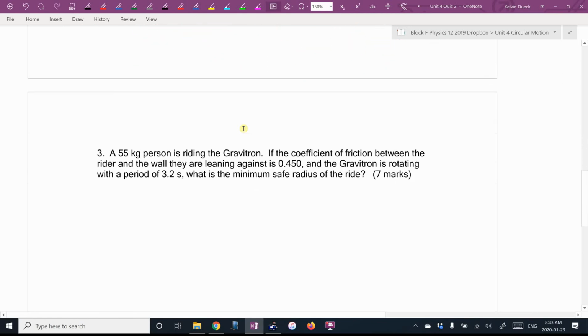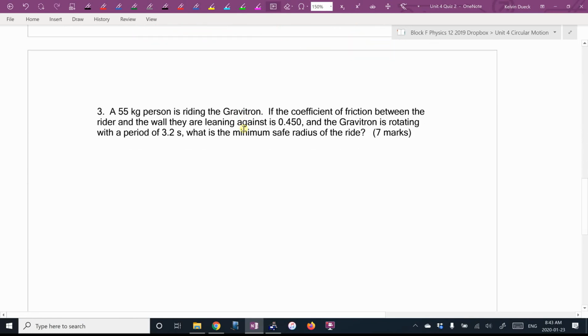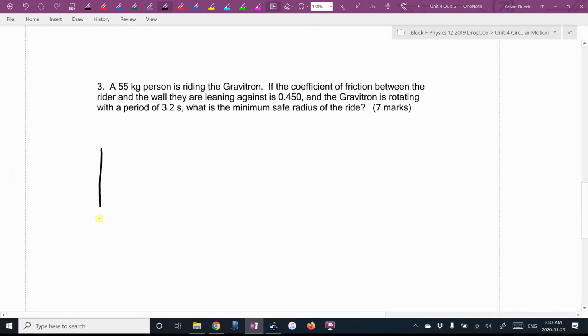Ooh, the gravitron. Okay. I think I'm going to do a sketch here. They want the minimum safe radius. I noticed they gave me the period, so I'm going to use the 4 pi squared r over t squared. This is definitely a job for a free body diagram. I'm just going to draw kind of, there's the wall, and we have the person leaning against the wall. I'm just going to represent them with a dot. There they are. What are the forces acting on this person?